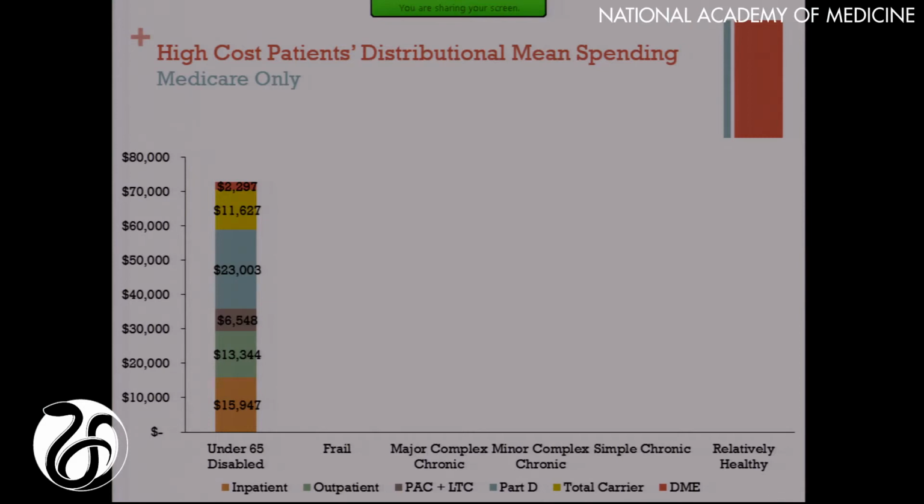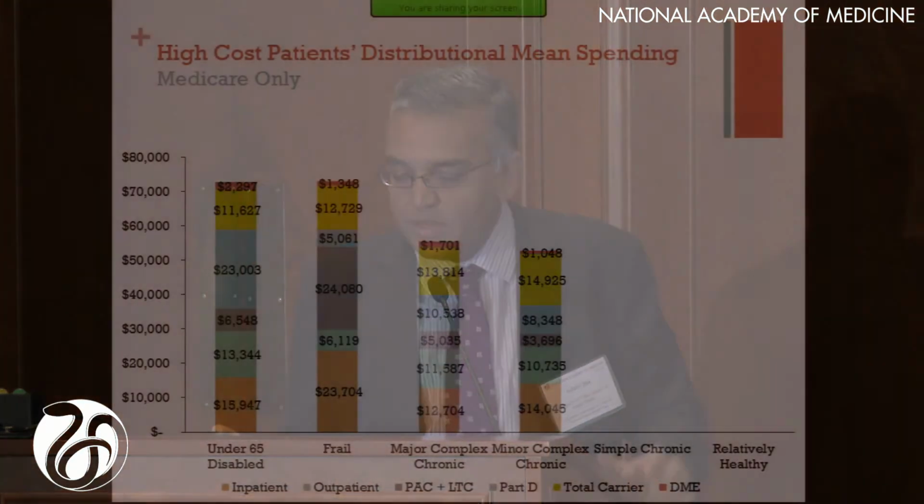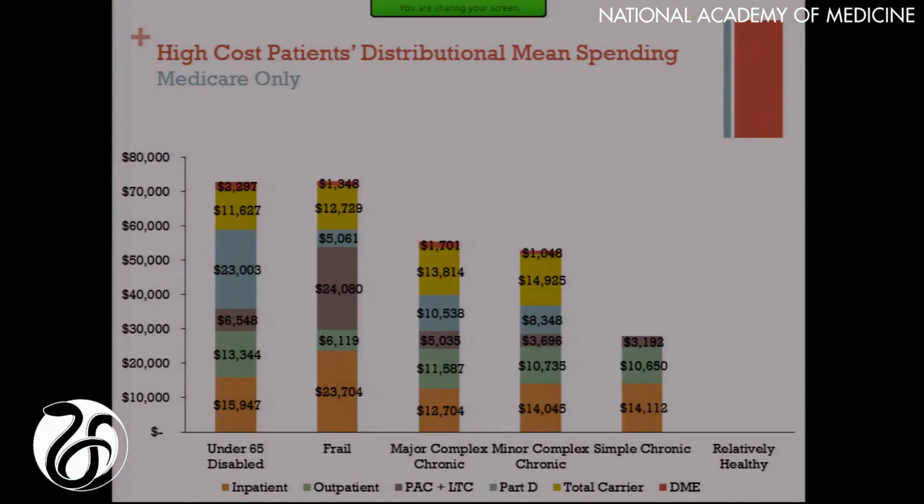Among frail elderly, it actually looks pretty different. It's $24,000 in inpatient spending, $6,000 in outpatient, and $24,000 in post-acute care and long-term care. So the two big buckets in frail elderly are inpatient spending and post-acute care, with Part D actually making up a really small proportion. And again, I'm not going to go through all of the rest, but what you see once we get into the chronic disease groups is that it looks, again, pretty different.